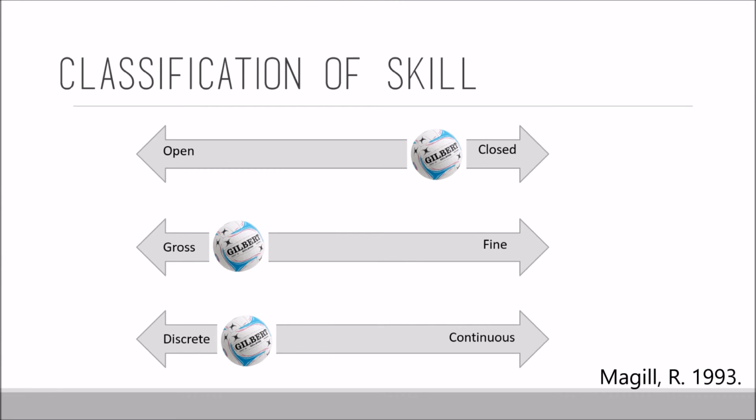We use the one-dimensional classification system to classify our skill. The one-dimensional classification consists of different categories on a continuum with two distinct ends. A netball shot is a closed skill because it is initiated by the individual and the environmental context doesn't change. It is a gross motor skill because it uses large muscle groups to produce a shot, and it is a discrete skill because it has a clear beginning and end to the skill.